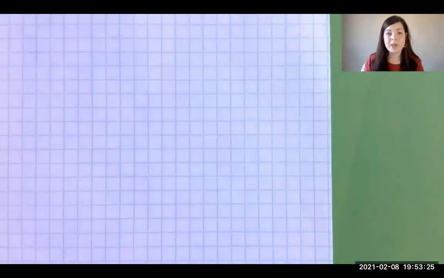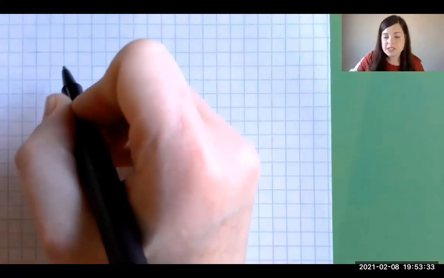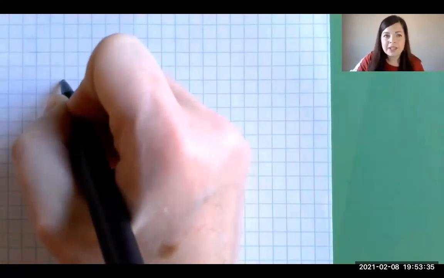Now grab your grid paper, and we're going to use our straight edge to draw a rectangle. To start, pick any corner, it doesn't matter where you start, and draw a point and label it A.